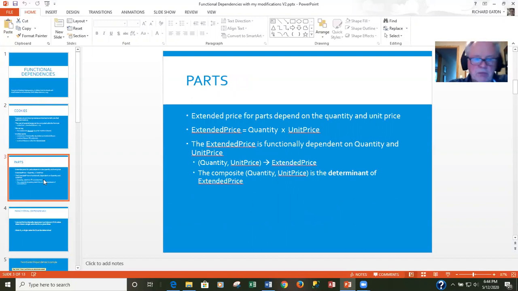If we had a case of parts, we say we have extended price for parts depend on the quantity and unit price. So the extended price equals the quantity times the unit price. That's pretty easy to understand, I think. The extended price is functionally dependent on two things, the quantity and the unit price. Okay, so down here we could say that the quantity and the unit price, those two things together, determine the extended price. The composite quantity comma unit price, those two things together, is the determinant of extended price. Okay, so let's move on.